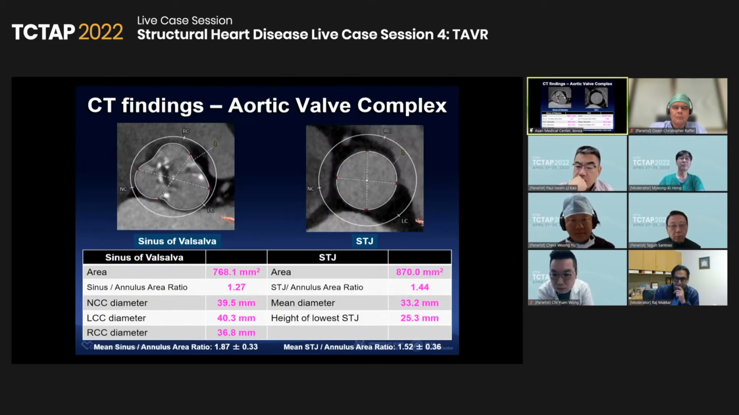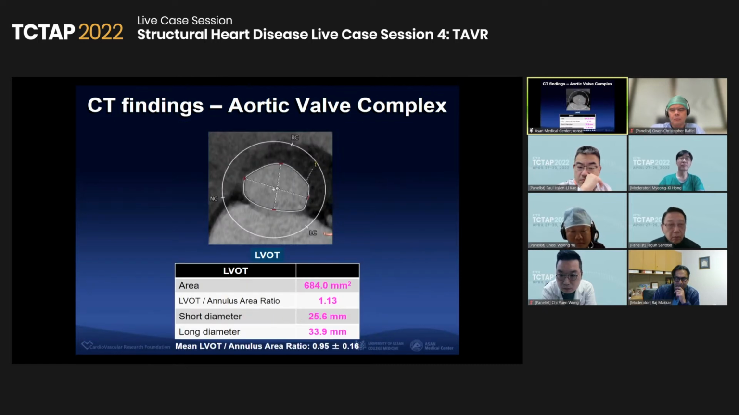This is the sinus of Valsalva and ST junction. Sinus to annulus area ratio is 1.27, quite smaller than the mean value, and ST junction to annulus area ratio is 1.4. Then this is the LVOT, and there is no visible calcified region in the LVOT.